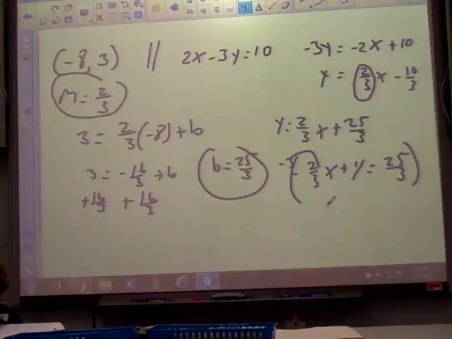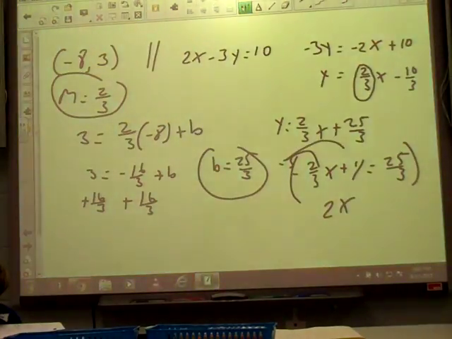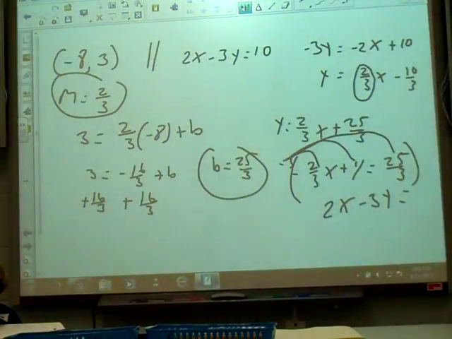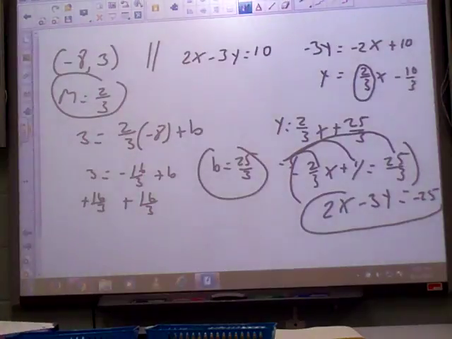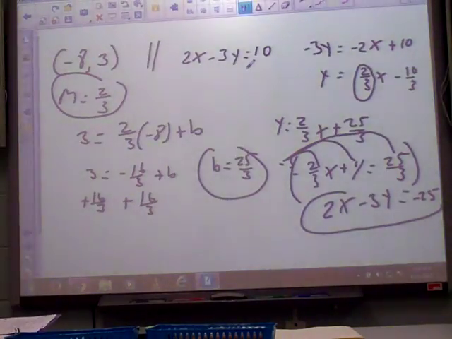Okay, so that gets me a positive 2x, a negative 3y equals a negative 25. So that line will be parallel to that one up there.